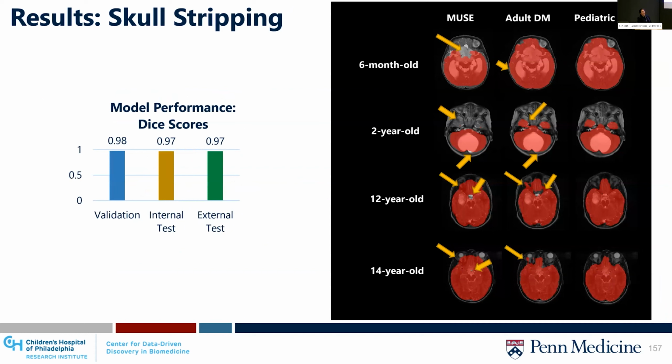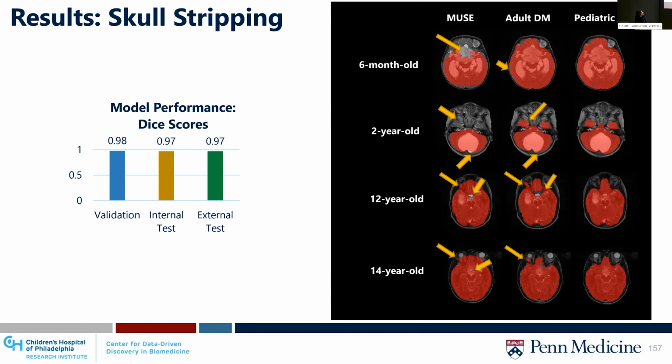So the results of our skull stripping model are summarized here. As you can see, based on DICE score, which shows the model performance, on the validation set, we achieved a high DICE score, which was reproduced on the internal test set. And the internal test set was kept unseen during the model training phase. And then on the external test set, which was from external sites other than CHOP, we see high generalizability of our model.